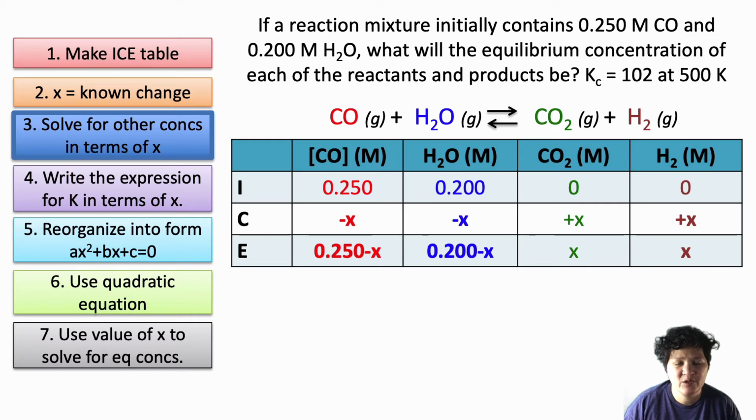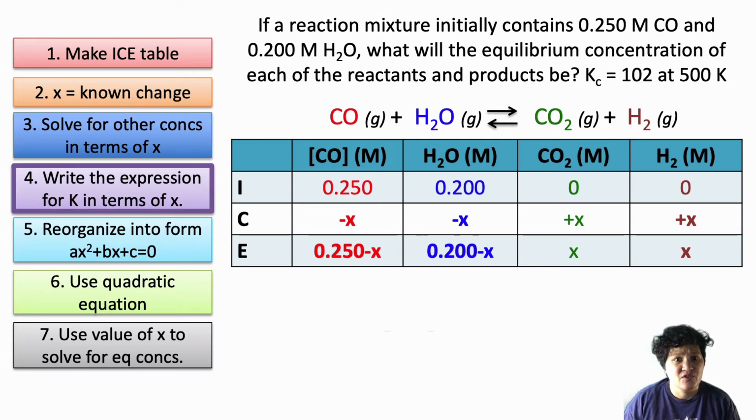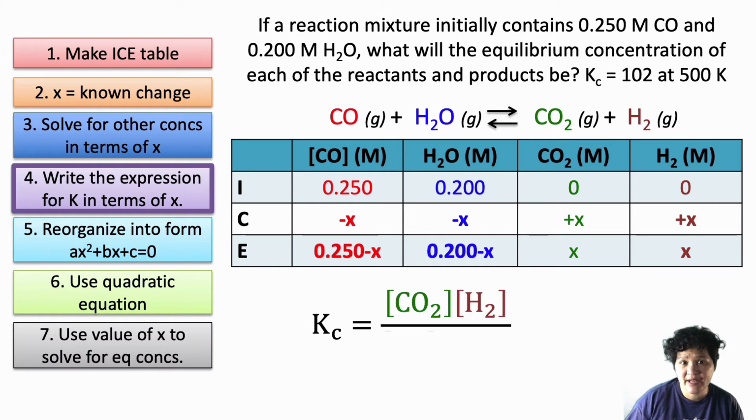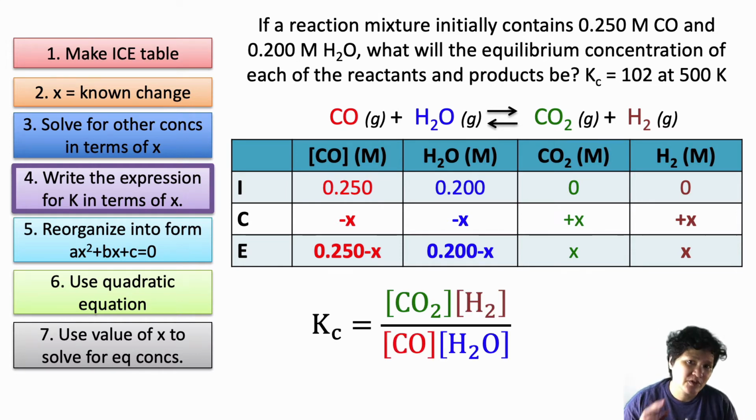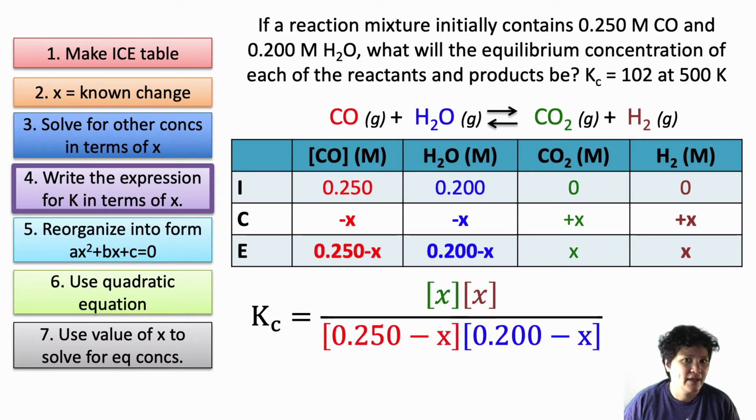So now we have our equilibrium concentrations in terms of x, and we're going to write the expression for K in terms of x. So our equilibrium constant expression is going to have our concentrations of the products on the top and our concentrations of the reactants on the bottom. You'll notice that all the coefficients are 1, so they're all raised to the first power. Now let's take our equilibrium concentrations in terms of x and plug them into that expression, and this is what we get.